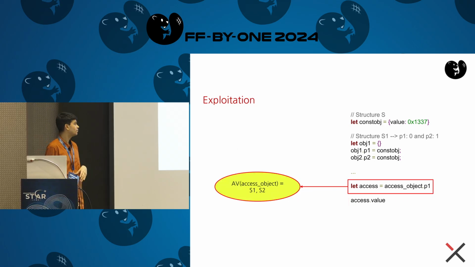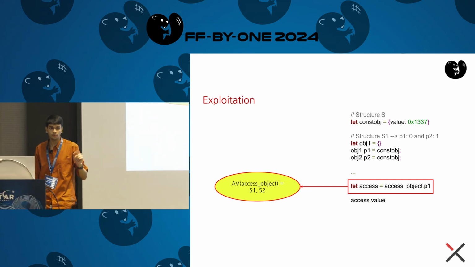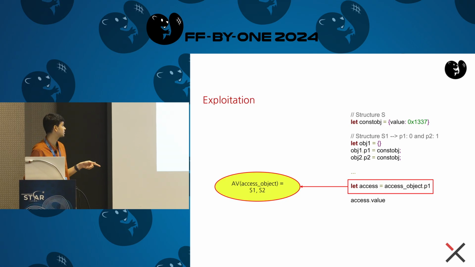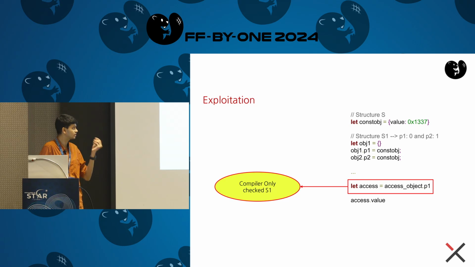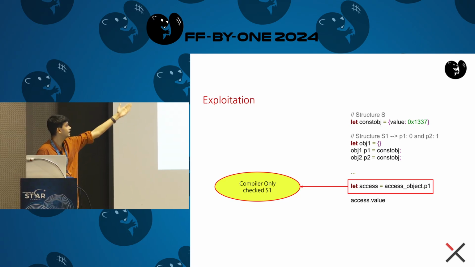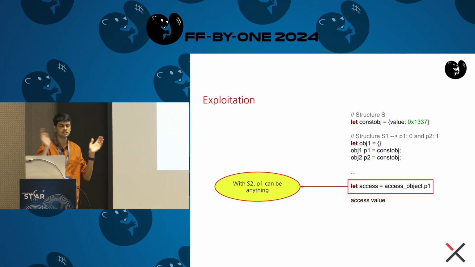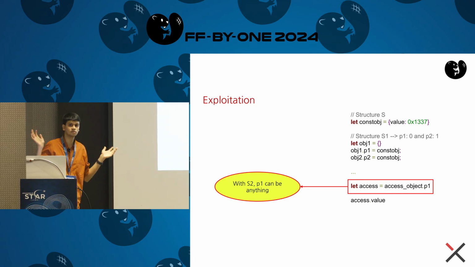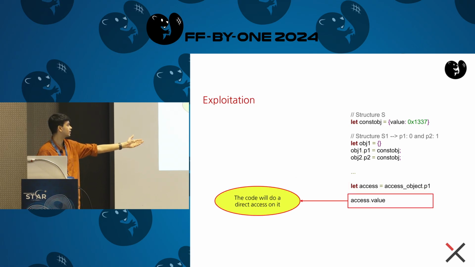In reality, what happens is that the compiler thinks object can only have the structure S1. However, in reality, it can also have the structure S2. So if it has the structure S2, which I didn't even show here, it's just some random structure S2, then object.p1 can be a random number. It can be 1, 2, 3, 4. And this one is now trying to do a pointer dereference on 1, 2, 3, 4, which is wild.